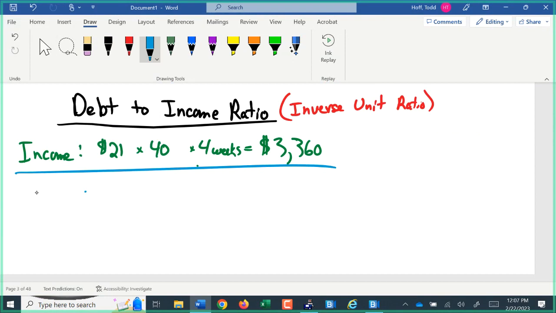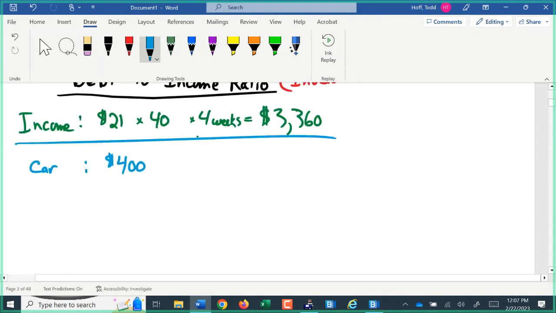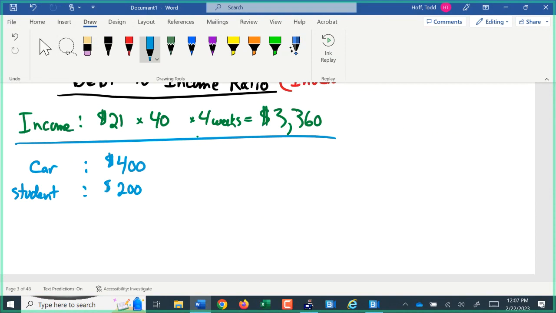Let's say you have a car loan, and we'll just put that at $400 a month. I know now most car loans are way higher than that if you buy a new car, but let's stay fairly conservative here. Let's say maybe you have a student loan. Let's put that at $200 a month. And let's do credit cards. Now for credit cards, I know many of you in high school probably don't have credit cards yet or are using parents' credit cards.